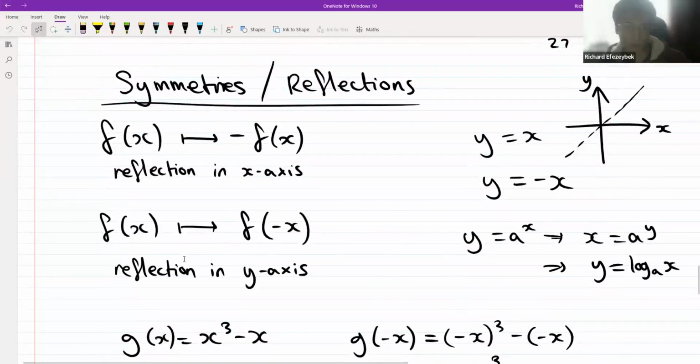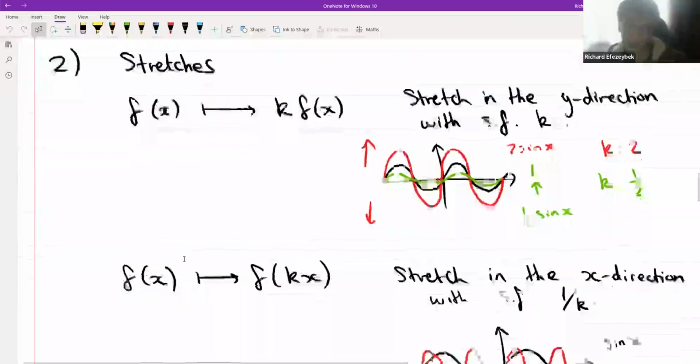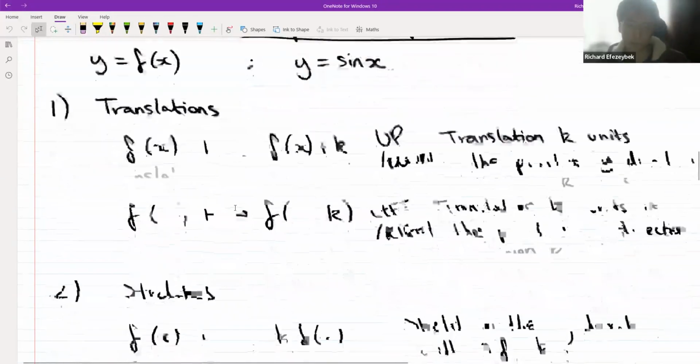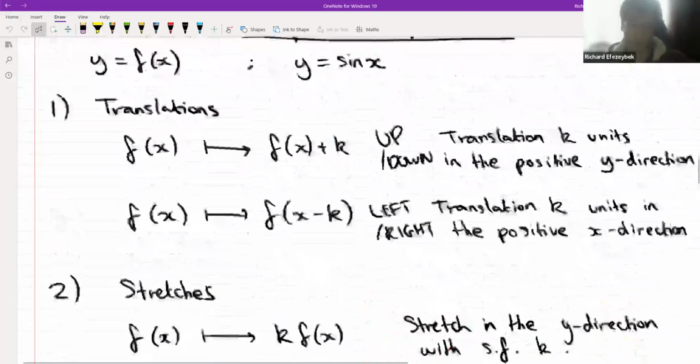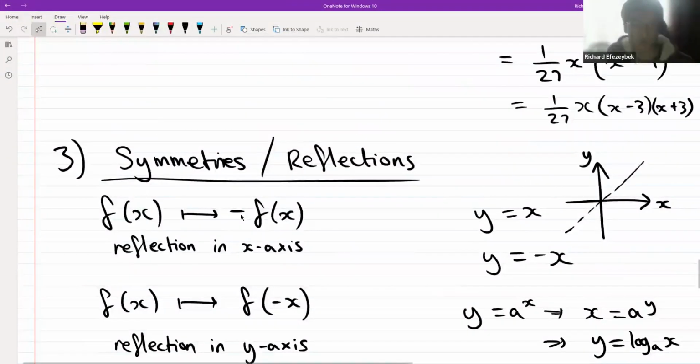So we've shown here that the order of reflection does not matter if we're just looking at reflections. If we're just looking at stretches, the order of stretches does not matter. If we're just looking at translations, the order of translations does not matter. The time where we have to be careful about the ordering of these different kinds of transformations is when we're affecting the outside or the inside more than once.